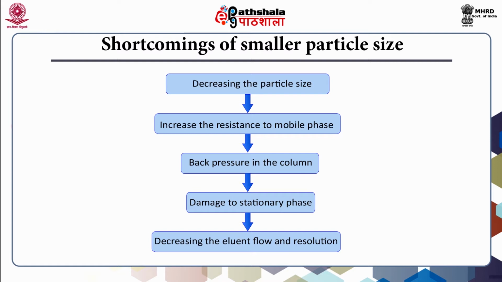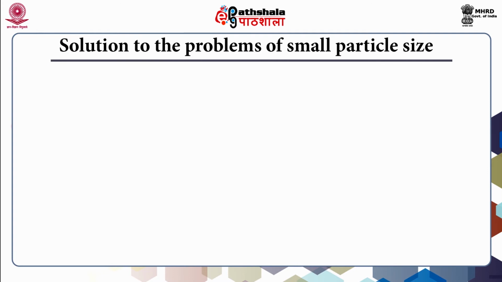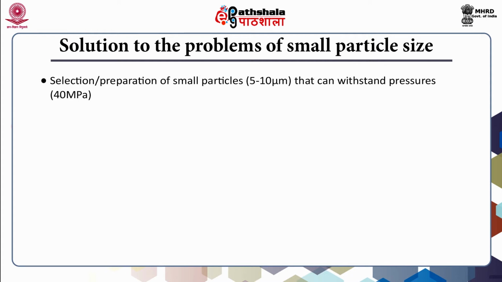So, what are the solutions for these shortcomings? In the next slide, we will see the solution for these shortcomings. The main solution to such problems due to small particle size is to select or prepare small particles that can withstand pressures of at least 40 megapascals or high pressures. And another solution is the requirement of high pressure to increase the flow rate. So, basically we need small particles that can withstand the pressure, and another requirement is we need an instrument which can produce high pressure to increase the flow rate.